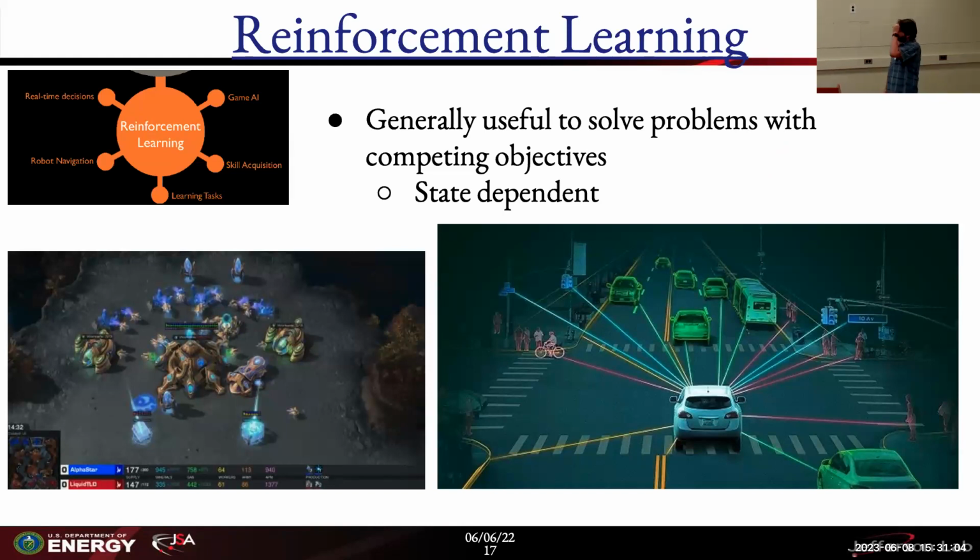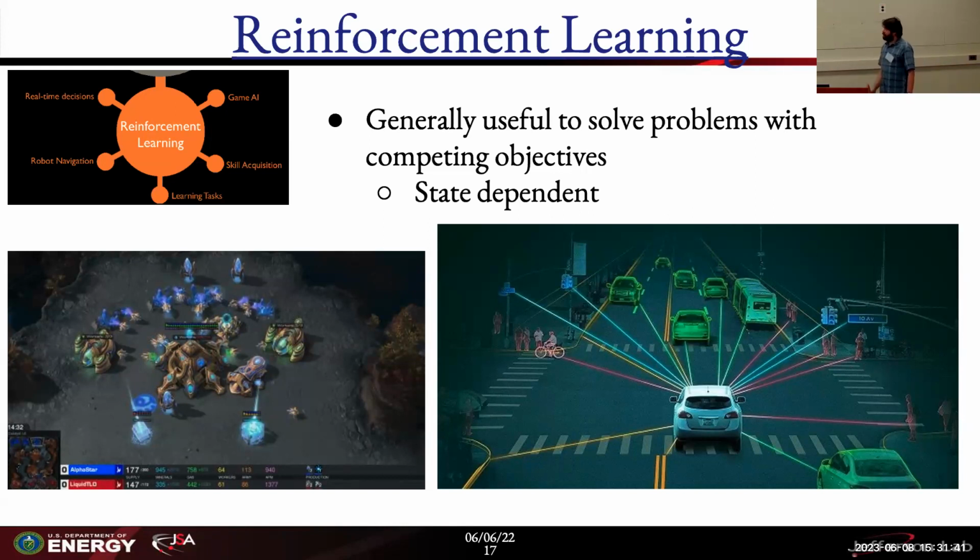One popular one, which makes great media fodder on YouTube, is reinforcement learning. It's generally useful to solve problems with competing objectives. It is state dependent. The state could be discrete or continuous, but it basically involves having what's called an agent who has access to its game controller, to a set of controls. It can take some action, alter the state, and get rewarded or punished depending on what the state is.